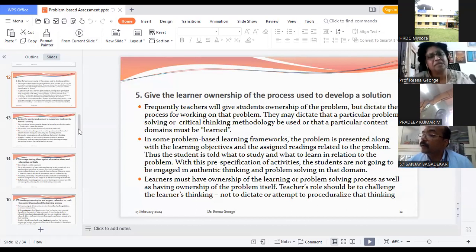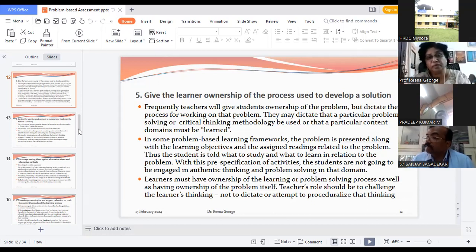So it is high time that we give ownership of the learning, the learning process and the solution developed to the learner. Let them be the owner of that. But what we see frequently is that teachers will give students ownership of the problem, but still start dictating how to work on the problem. They will dictate how to process the problem. They may dictate that a particular problem solving or critical thinking methodology is used rather than another one. And they say this is the content that you should follow. They even dictate the domains they have to work upon, whether it is psychomotor, affective or cognitive. So it is the teacher who decides what you have to do.